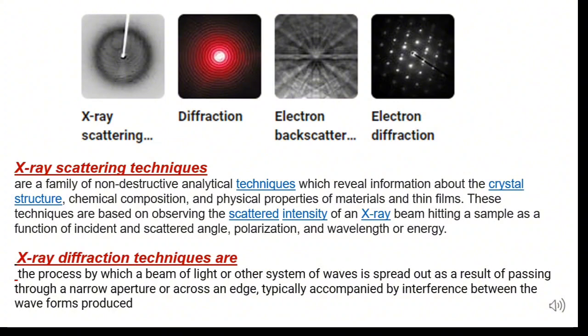And then X-ray diffraction. X-ray diffraction is a technique or the process by which a beam of light or other system of waves is spread out as a result of passing through a narrow aperture or across an edge, typically accompanied by interference between the waveforms produced.